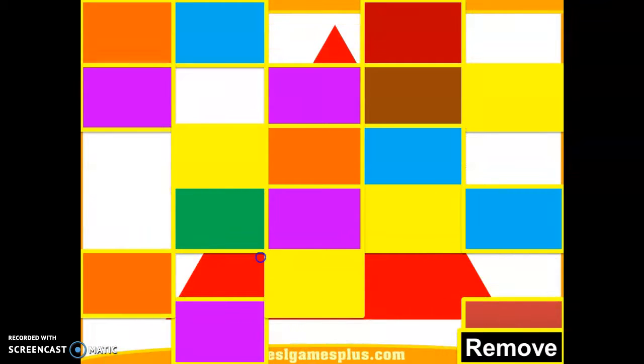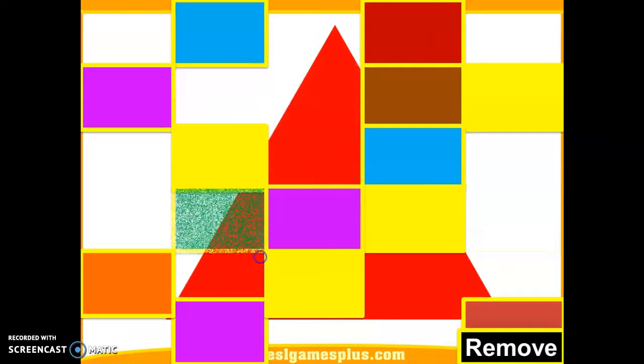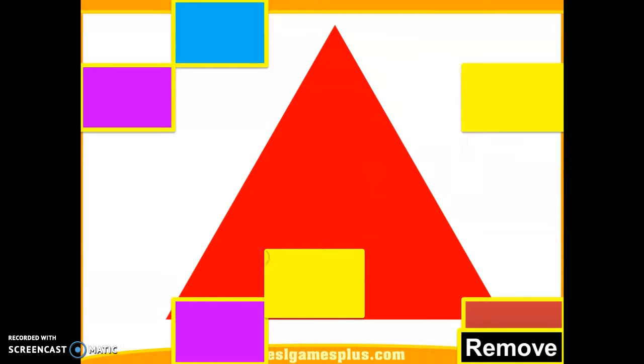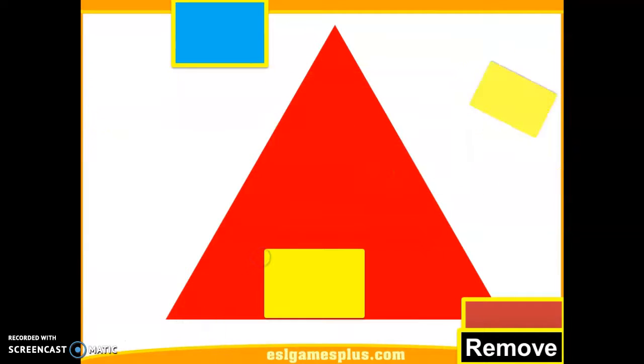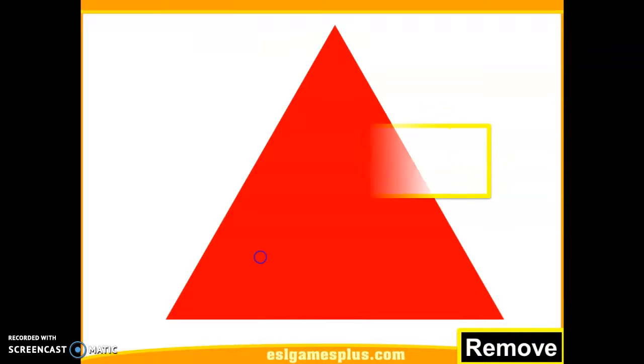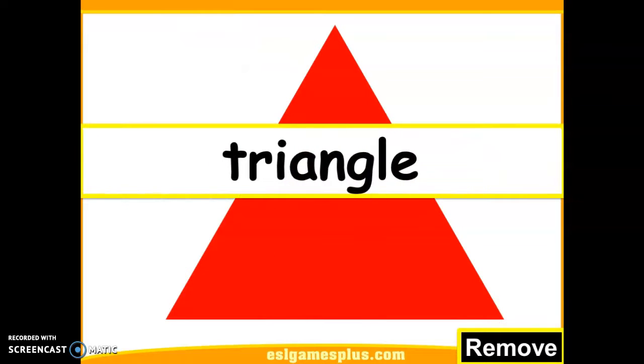The last shape is something that has 3 sides, 3 corners. Yes, you're absolutely right. This is a triangle.